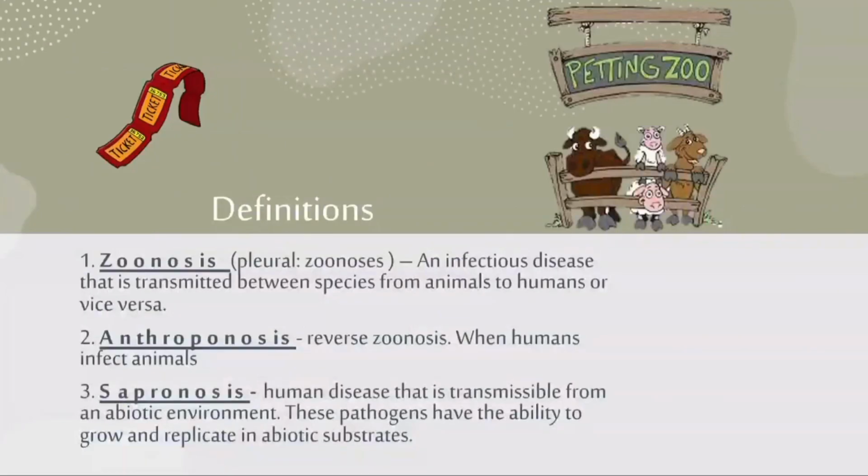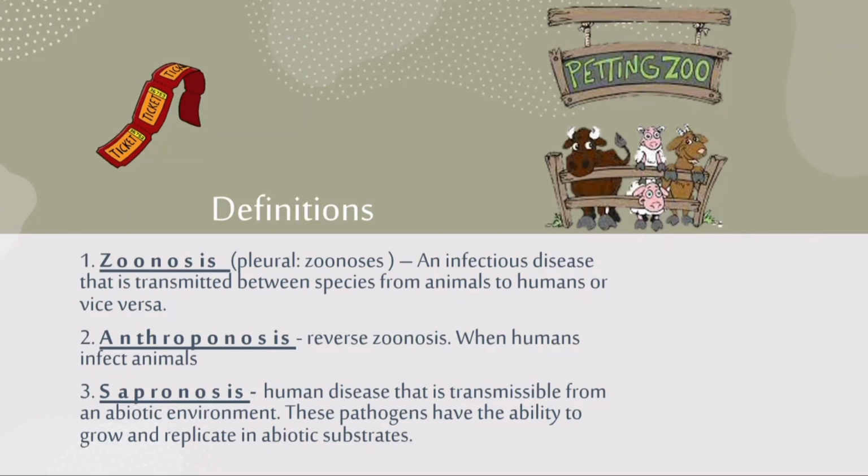So just some definitions to get us started. Zoonosis, or plural zoonoses, are infectious diseases that are transmitted between species, from animals to humans or vice versa. So it's an overarching term that encompasses multiple things. If you are more specific, the anthroponoses are reverse zoonoses. This is when humans actually infect animals, so it is the reverse of what you would usually think about with these infections.